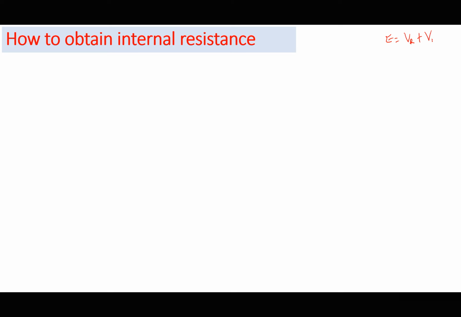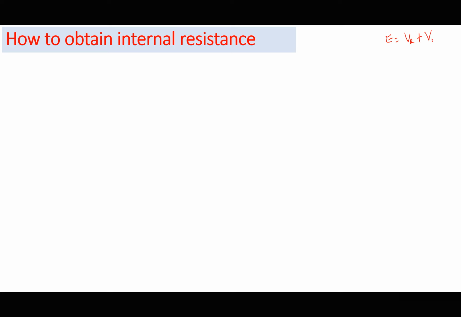This is going to be a straight line with a negative gradient if you look at this equation. And when I equals 0, V is equal to E. So it means the y-intercept is going to be E, and the gradient is going to be equal to negative small r.